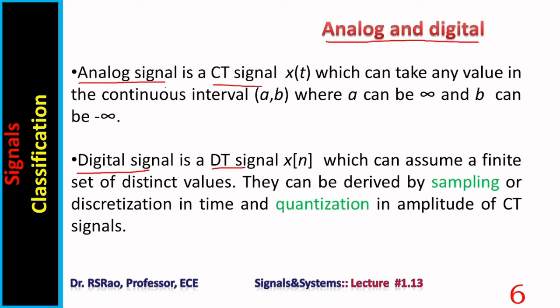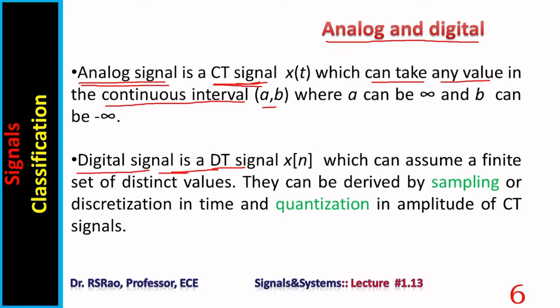What is the relation between them? Analog signal is a CT signal x of t, which can take any value in the continuous interval a b, where a can be minus infinity and b can be infinity. It means a CT signal becomes analog signal if it can assume any value ranging from minus infinity to plus infinity. Now, the connection between digital signal and DT signal.